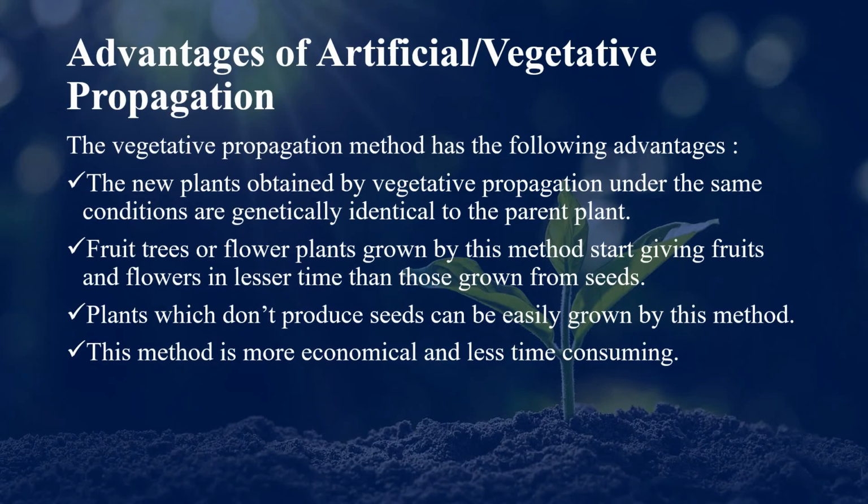Students, now let us understand what the advantages of artificial vegetative propagation are. The vegetative propagation method has the following advantages. The new plants obtained by vegetative propagation under the same conditions are genetically identical to the parent plant. And fruit trees or flower plants grown by this method start giving fruits and flowers in lesser time than those grown from seeds. Plants which don't produce seeds can be easily grown by this method. And this method is more economical and less time consuming.